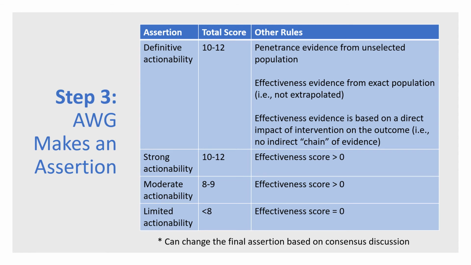An example of this would be a surveillance intervention where we have evidence that this surveillance alone directly impacts or improves health outcomes. So that means we have direct impact of that intervention on the outcome that we're considering. So this is our preliminary actionability assertion. However, our final assertion may change from this preliminary assertion.